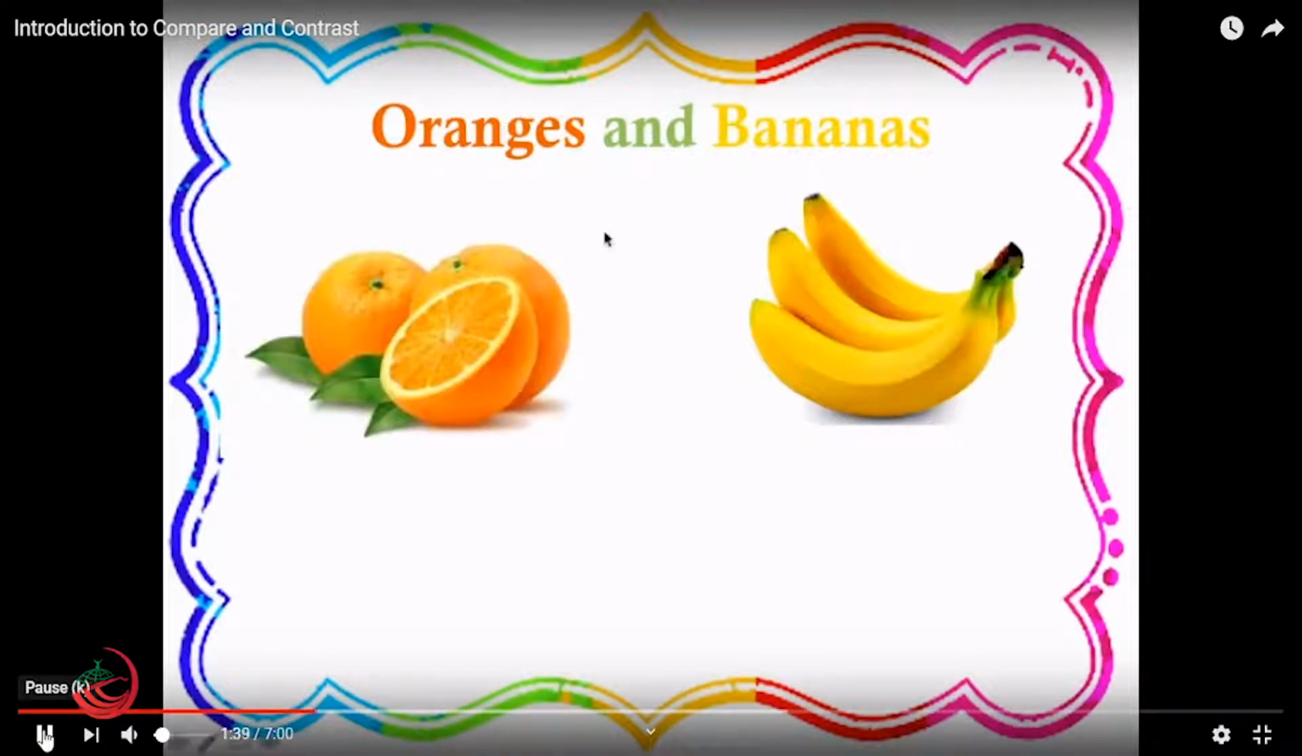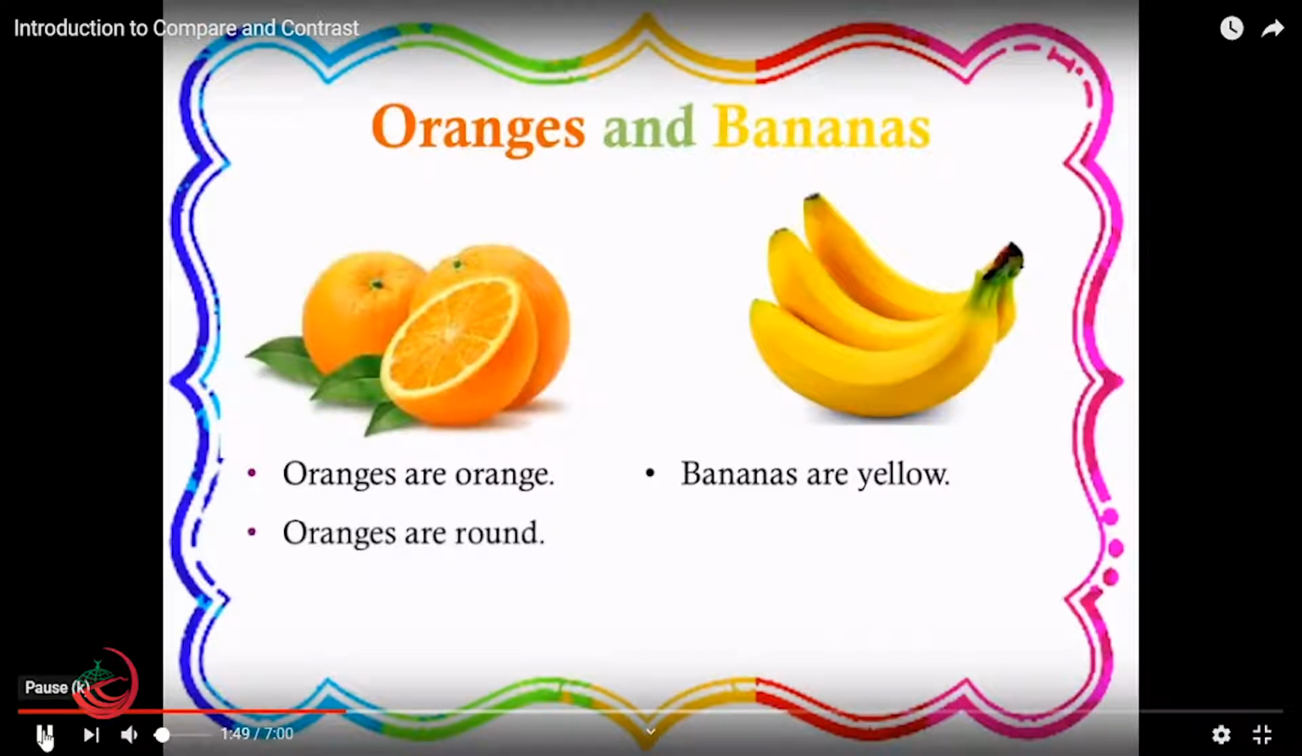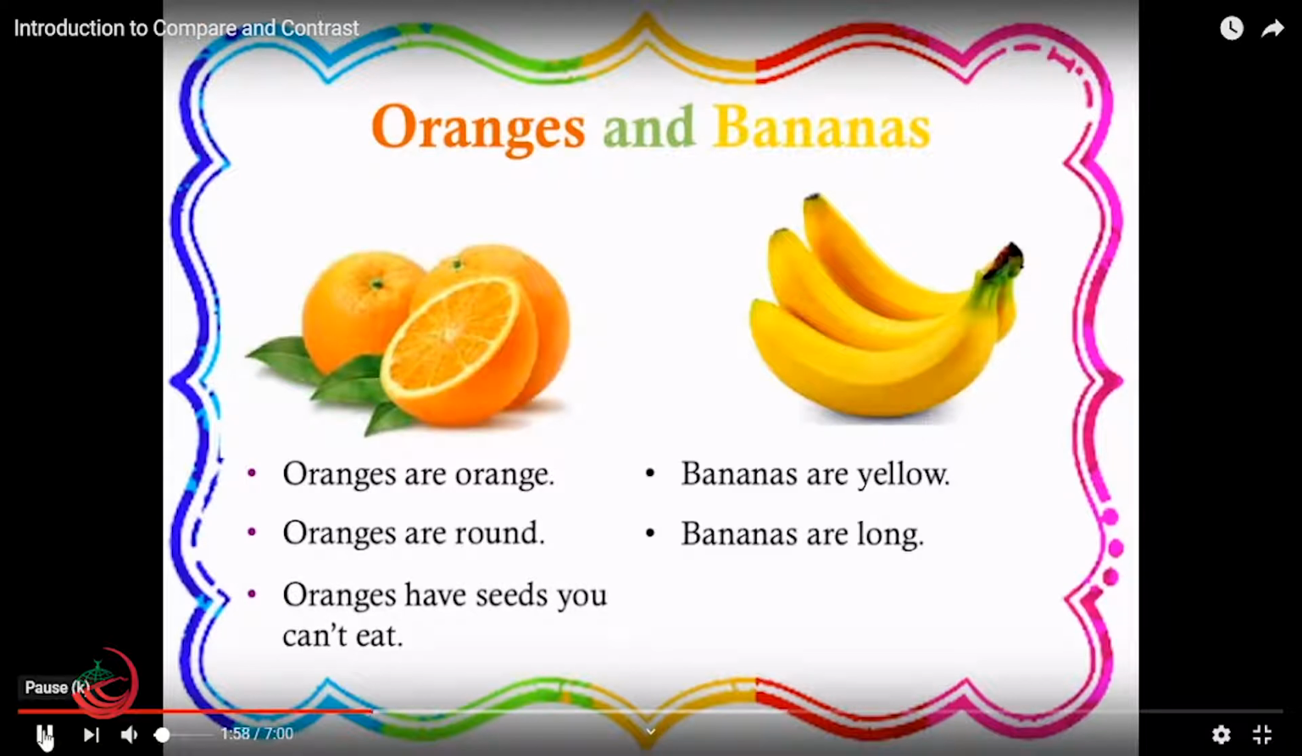Okay, you can talk about their color and you can talk about their shape. Oranges are orange and bananas are yellow. Orange and yellow. I also came up with oranges are round and bananas are long. Those are different. They're definitely not the same shape. Oranges have seeds you can't eat. This is science. And bananas have seeds you can eat. That's the little black specks inside of the bananas. Those are the seeds. You can eat them.